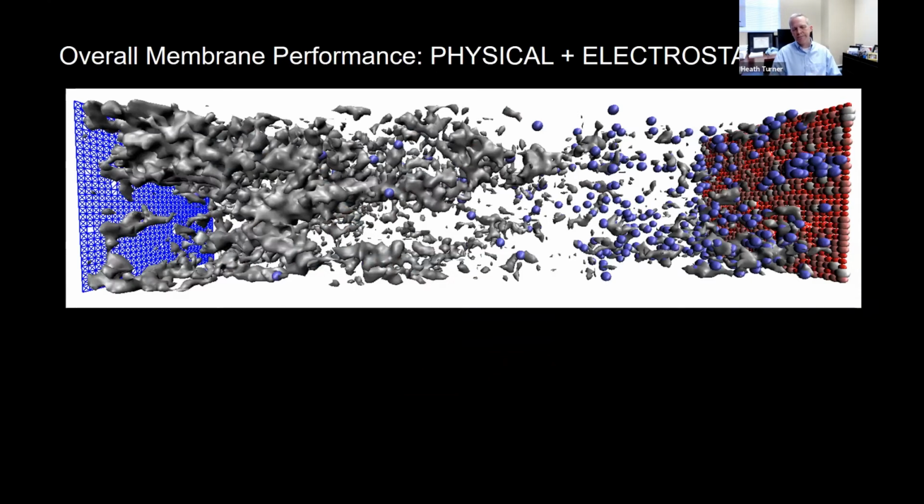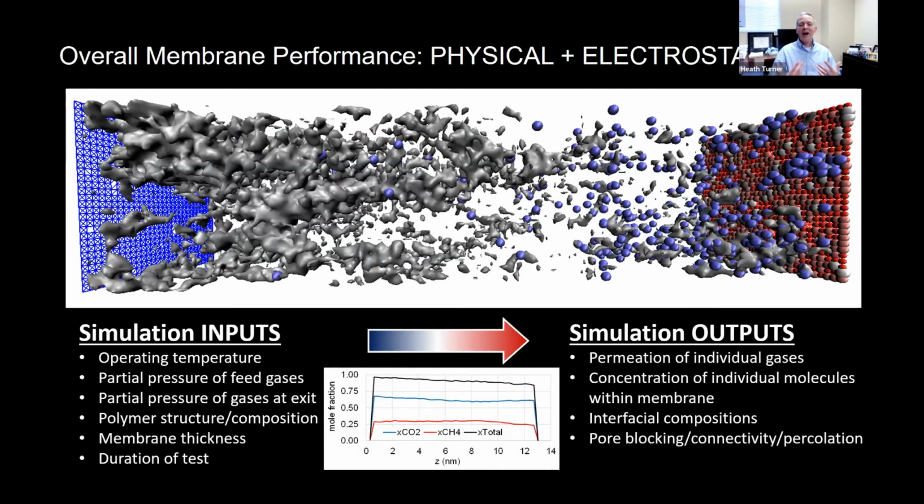So we've got our pore size distribution. We also have our electrostatic potential information. And now we can perform these simulations very similar to what you would do in an experiment. So we can run these simulations as a function of temperature. We can change the partial pressure in the gas phase, and that's going to affect the adsorption on one end of the membrane. We can also change the polymer or the structure of the polymer.